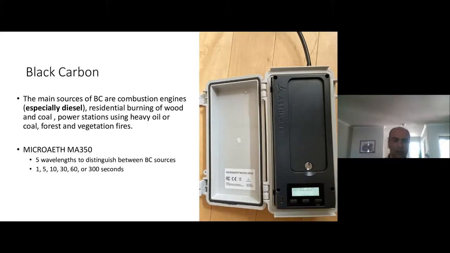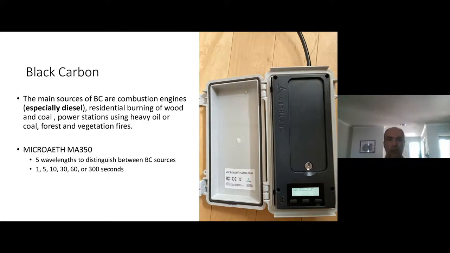In this part of the presentation, I'd like to talk about our instrument and the complexity of measurement. In the first step, we study the relationship of black carbon and noise. The main sources of black carbon are combustion engines, especially diesel, residential burning of wood, power stations, and forest and vegetation fires.